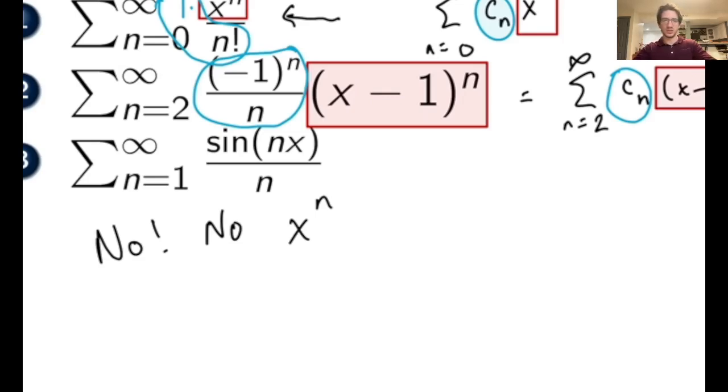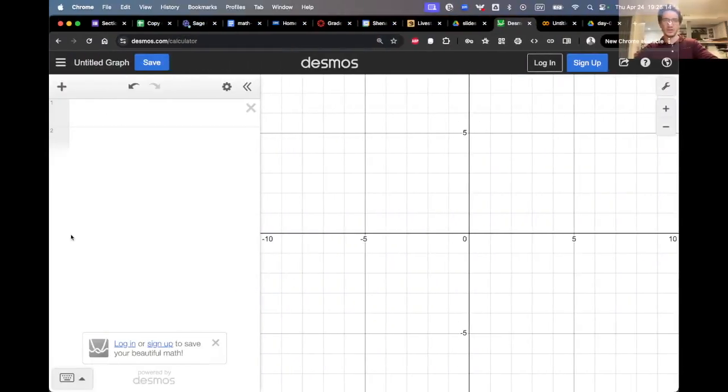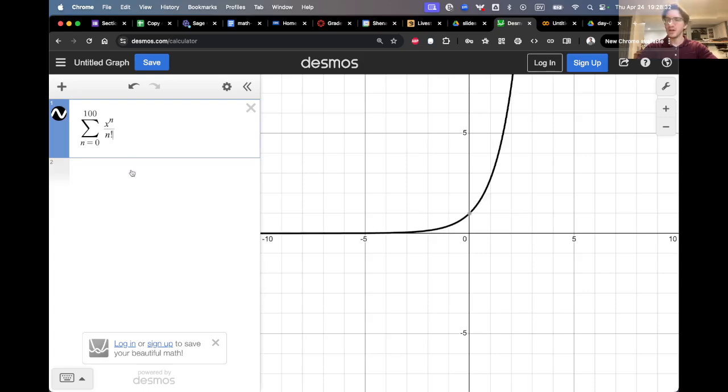If I go to Desmos and look at all these things, then the first one looks like the sum from 0 to infinity. Desmos doesn't love infinity, so I'm just going to use an upper bound of 100. But that'll give us a pretty good idea of what's happening. Of x to the n over n factorial. There we go. And you might say, hey, that looks pretty familiar. And if you recognize this as e to the x, then you would be correct. E to the x is actually represented by this power series, and we'll prove that later in the class. Okay. So there's the first one.